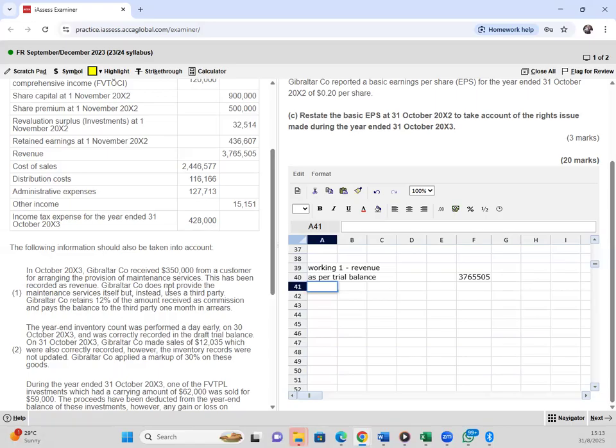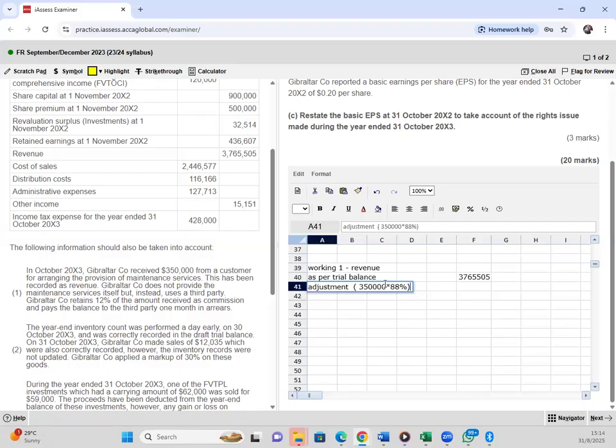So we need to make an adjustment to the revenue that they recorded. Ours was supposed to be only 12%, but we have recorded the whole of the 350 as our revenue. So the adjustment that we have to make is for the other 88% revenue that we recorded. The 88% is not supposed to be part of the revenue.